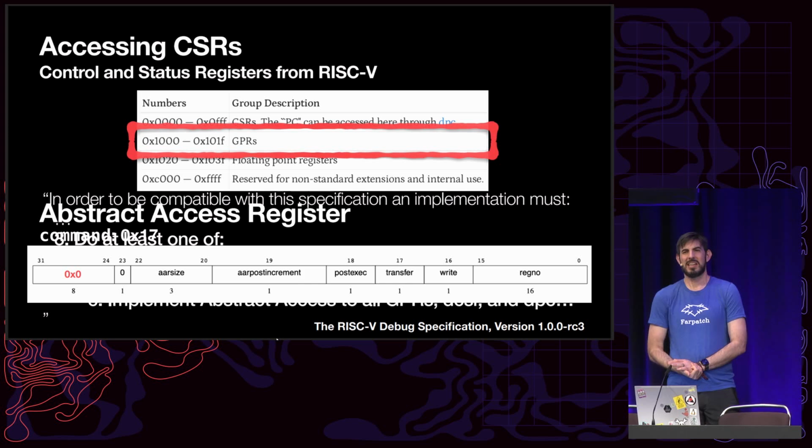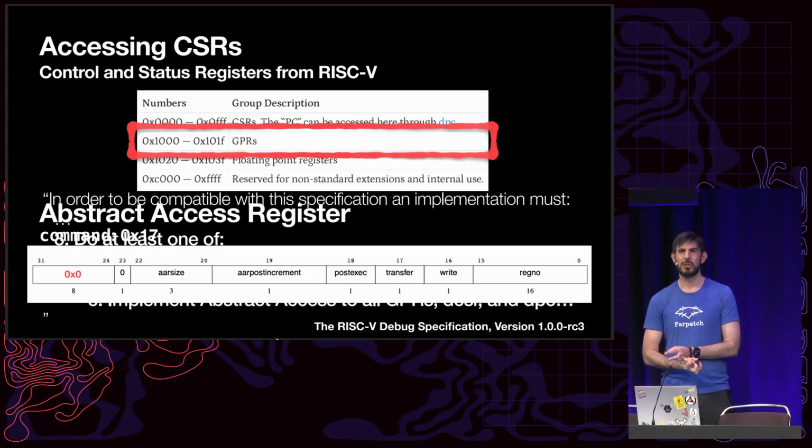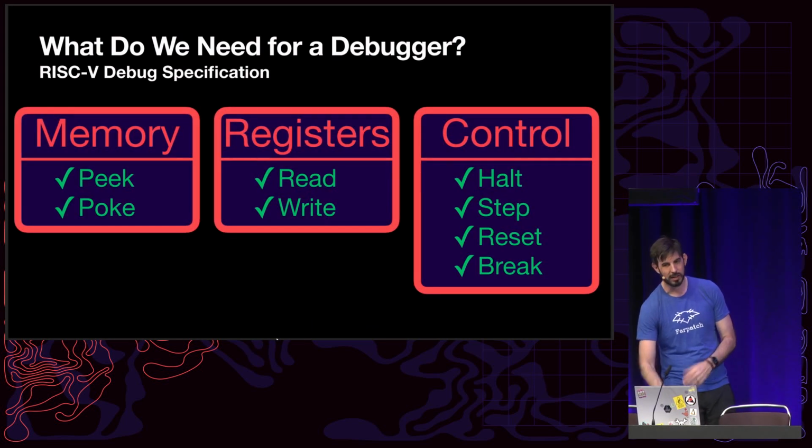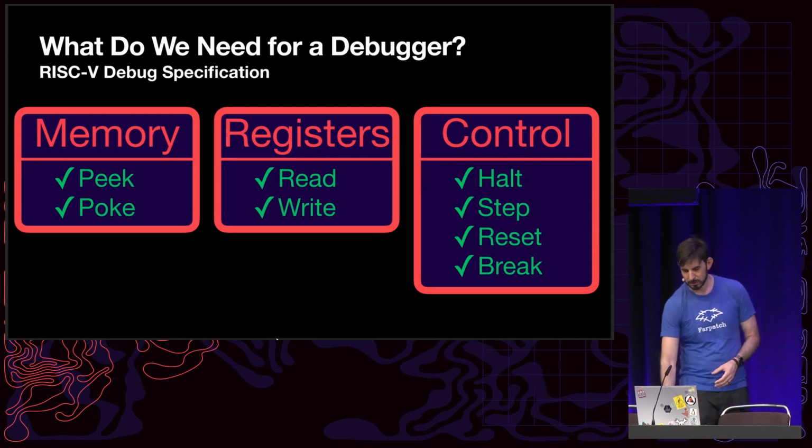So it may be that you can't access the CSRs this way, and you just have to implement them using program buffer, because there's another line in the reference manual that says in order to be compatible with this implementation, earlier we were talking about point 2. Point 3 says, yeah, you have to either implement program buffer or abstract access. And it turns out the Hazard 3 core does not implement abstract access. So if you want to access CSRs on the RP2350 Hazard 3 core, you actually need to use program buffer anyway. So with that, we have everything we need for a debugger with the RISC-V specification.